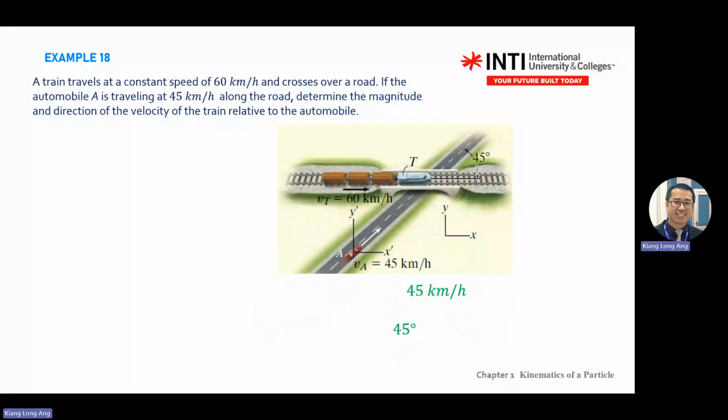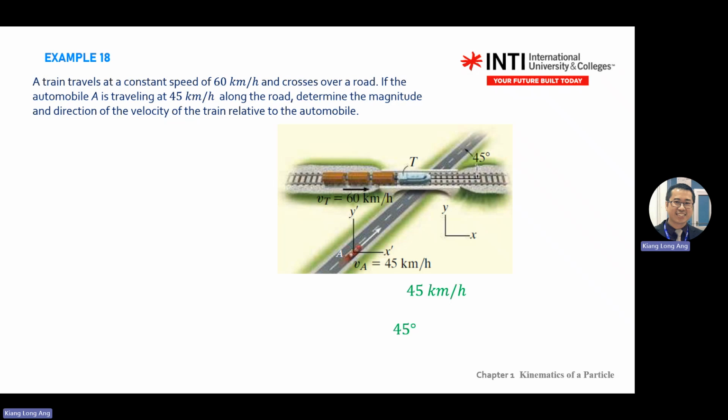Okay, this one I go very fast on how to achieve that. So this one has one object and the train. The train moves in this direction, A moves in this direction. It gives you X and Y, but there's a resultant velocity here. So it gives you all the parameters. You find the magnitude and direction of the velocity of the train relative to the automobile.